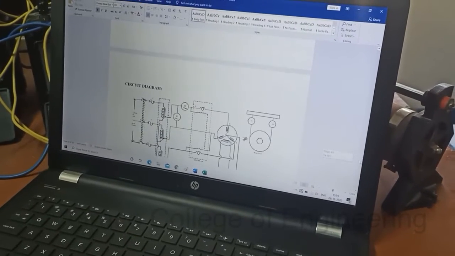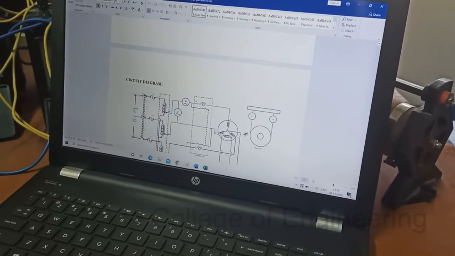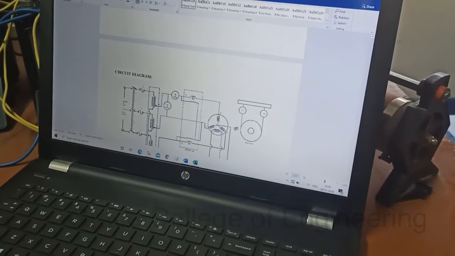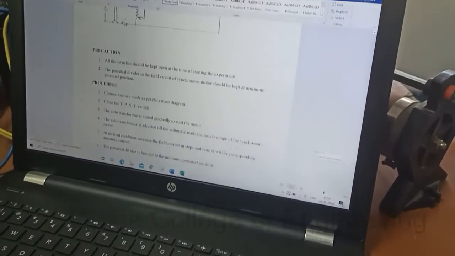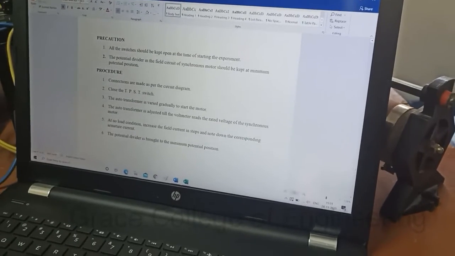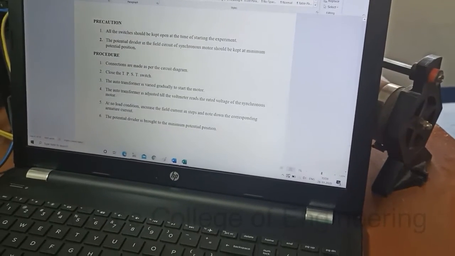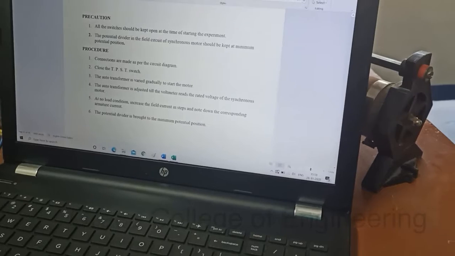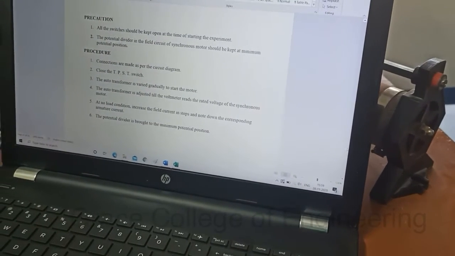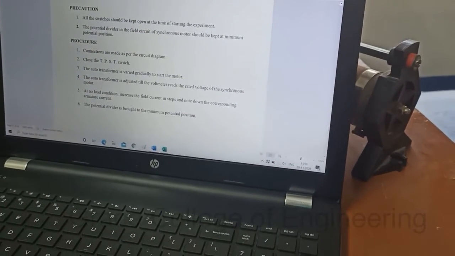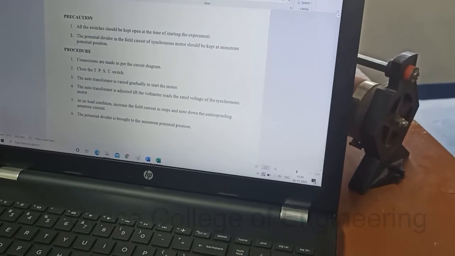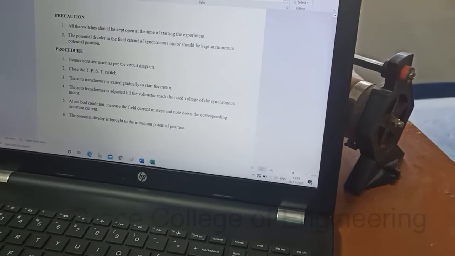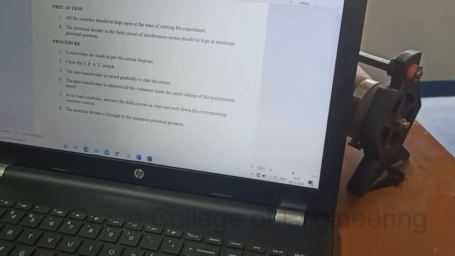So this is the connection circuit diagram of the 3-phase synchronous motor for the V and inverted V curves. The procedure is to connect the circuit diagram. As per the circuit diagram, you give the connections and close the TPST switch. Then the auto transformer is varied gradually to start the motor. The auto transformer is adjusted till the voltmeter reaches the rated voltage of the synchronous motor.